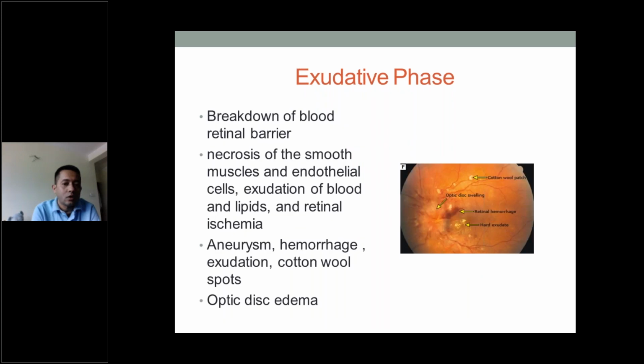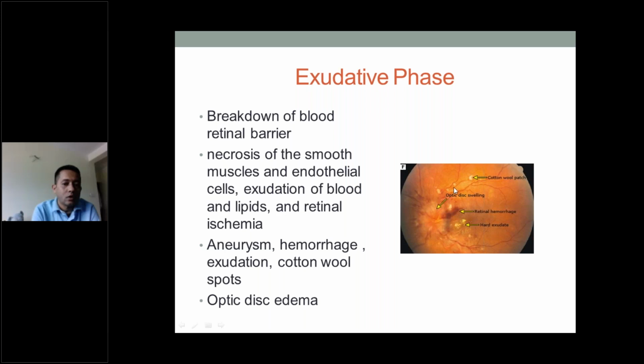And finally, because of prolonged or very high blood pressure, we find the exudative phase, which is the breakdown of the blood ocular barrier. This is because the vessels are damaged and there's exudation of the contents of the vessel, that is the blood and lipids, and you can also see retinal ischemia. You can also see some hemorrhages, cotton wool spots, and optic disc edema. In this picture you can see an elevated blurred optic disc, lots of retinal hemorrhages, exudation, and cotton wool spots.